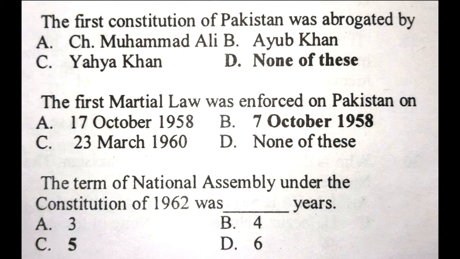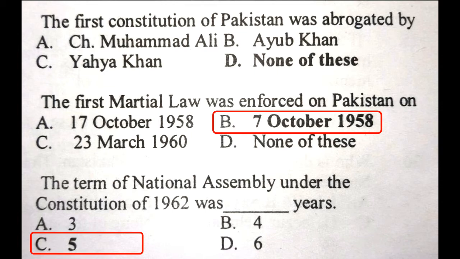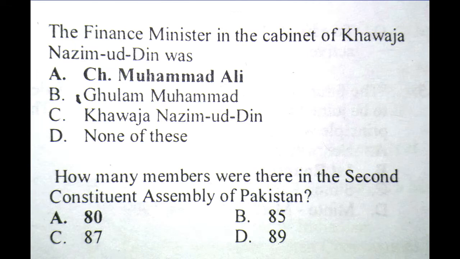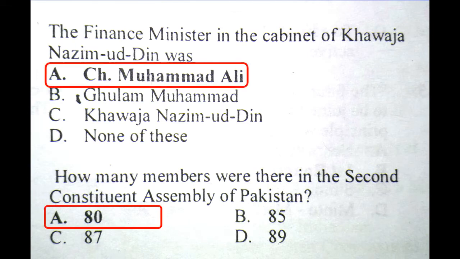Question: The first martial law was enforced on Pakistan on. Answer is 7 October 1958. Question: The term of National Assembly under the Constitution of 1962 was dash years. Answer is 5. Question: The finance minister in the cabinet of Khaja Nazimuddin was. Answer is Chaudhry Muhammad Ali.